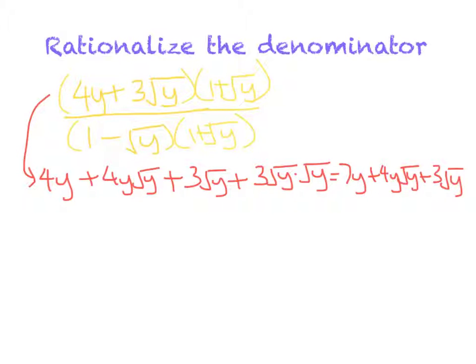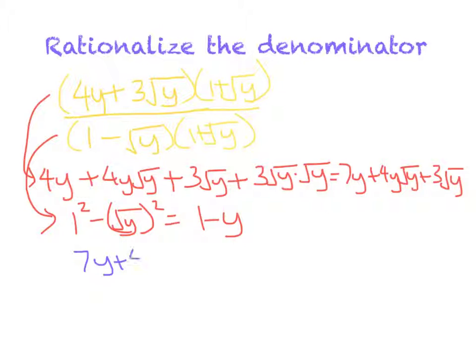Now in our denominator, we use the difference of squares formula, and we get 1 squared minus the square root of y squared, or just 1 minus y. So that means that we have as our final answer 7y plus 4y times the square root of y plus 3 times the square root of y over 1 minus y.